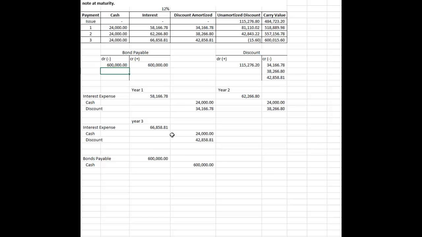So that's the final portion of this problem. Fairly straightforward once you've done the first two correctly.